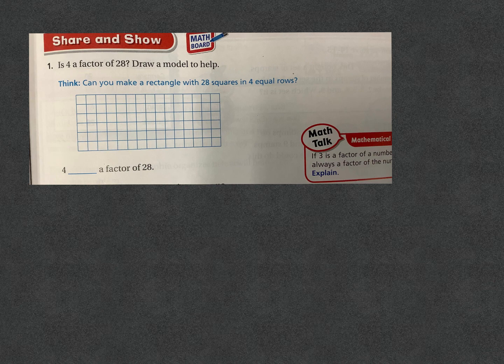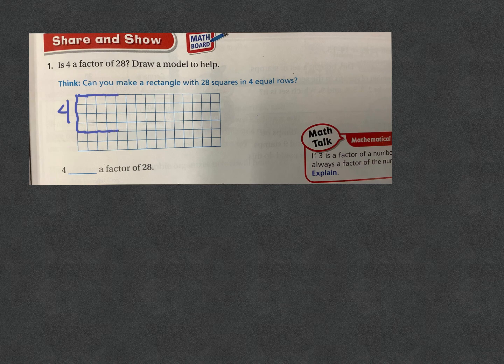So we're going to make a rectangle with 28 squares and 4 equal rows. So we have 1, 2, 3, 4. So 4 rows. If I just went once over, that would include 4 units, right? So there's 4. Well, I want to get to 28. So if I went twice over, that's 4 and 8. Keep going. I want to get to 28. 3 times over, that's 4, 8, 12. I want 28. Keep on going.